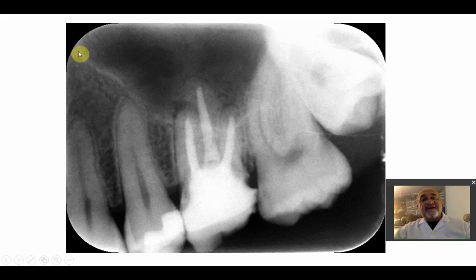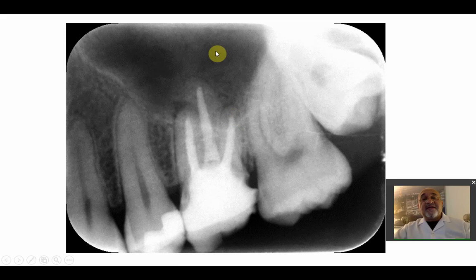See the floor of the sinus here. This is the floor of the sinus. This is the radio-opaque line. Concentrate on this area. Continuous. See this line? It's continuous. It goes up, and then we lose the track. We don't know how far it goes because the wisdom tooth is superimposed on the image.